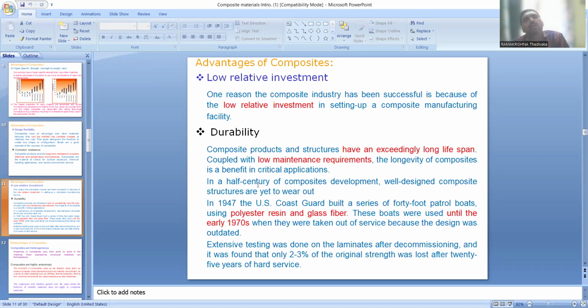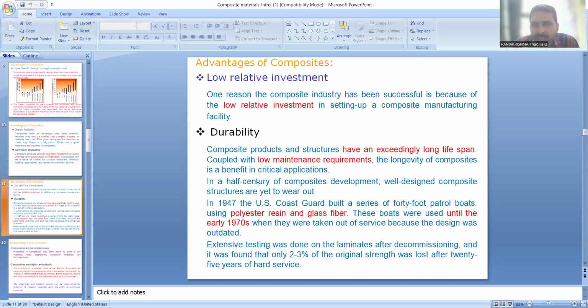Next one is low relative investment. One reason the composite industry has been successful is the low relative investment in setting up a composite manufacturing facility. Durability is also a very good property of composite materials. Composite products and structures have exceedingly long lifespans. Coupled with low maintenance requirements, the longevity of composites is a benefit in critical applications.